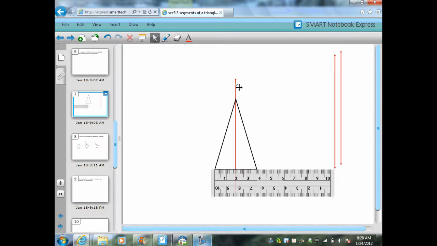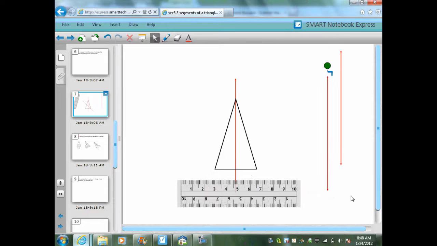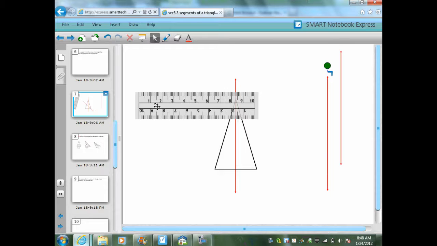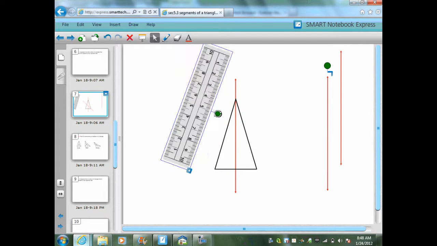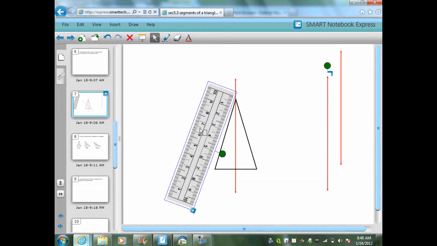And when I do, I have a segment from the vertex to the midpoint of the opposite side. And that is a median. Let's find a median of another segment. Let's double click on my ruler and rotate that so it's parallel to one of the sides.